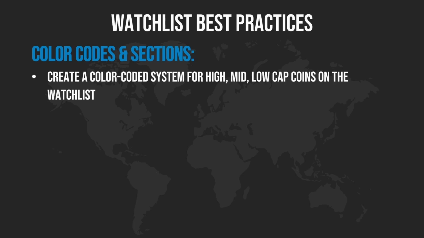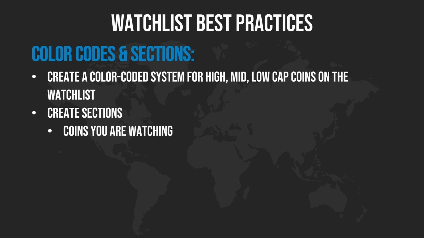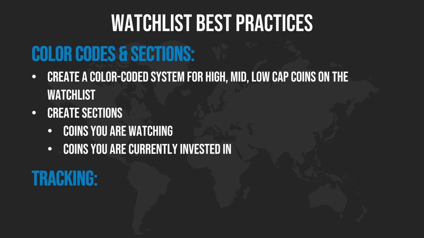All right, so we're going to create a system for high, mid, low cap coins on this watch list. We're going to do it by color. We're going to create sections, right? The coins that we're watching and the coins that we're currently invested in. You want to know the difference between the two so that you understand what you're playing with in your portfolio, the levels that you should be watching, the actions that you should be taking, right?